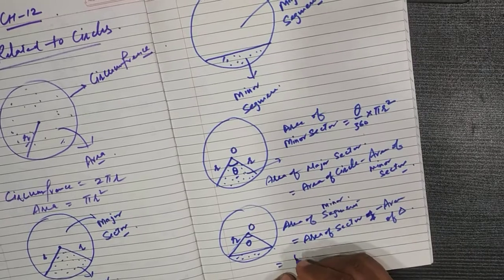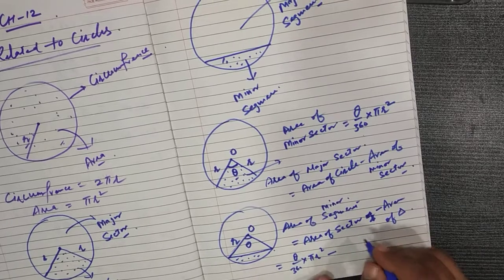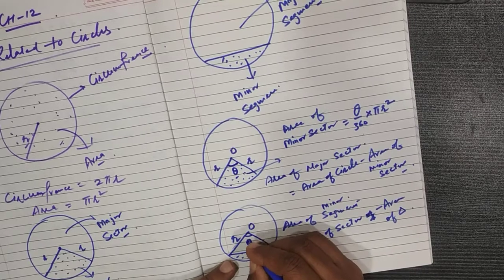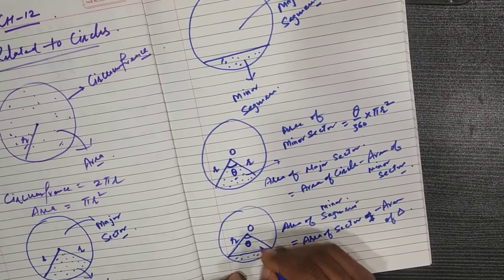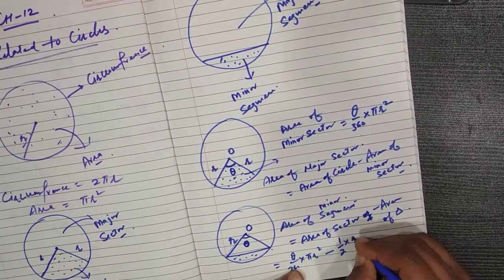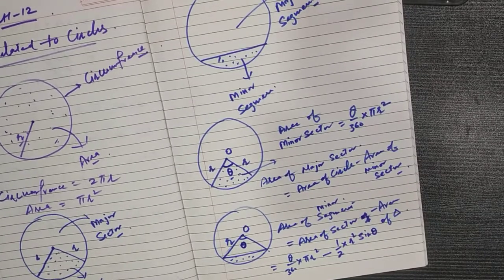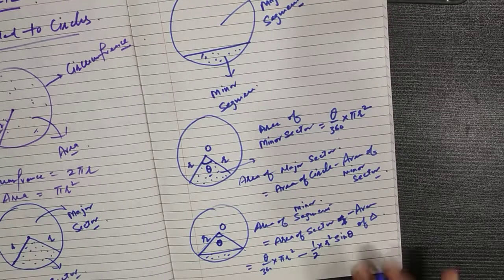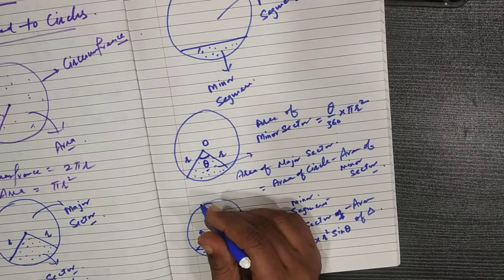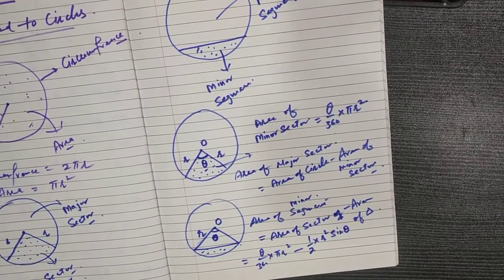Now the area of sector, you know the formula, theta upon 360 into pi r square, and the area of triangle. Now here one thing must be clear to you: when two sides and the angle between the two sides of the triangle are given, you can use this formula to find the area: half r square sine theta. So this is the area of the minor segment. For finding the area of the major segment, you can find the area of circle minus area of minor segment.